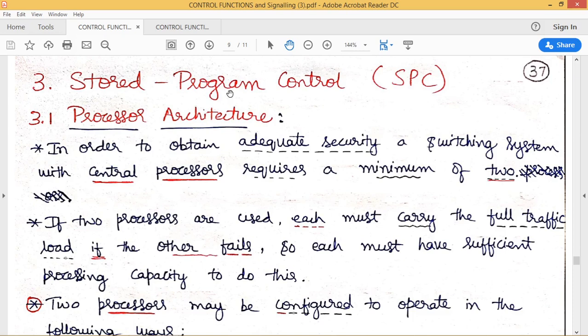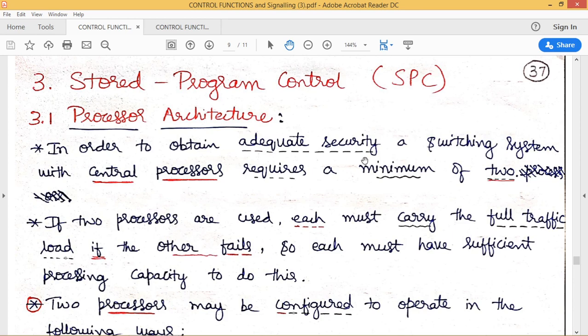Next, let us discuss what a stored program control exchange is about, how an SPC exchange operates, or what the idea behind SPC is. All those things we will discuss under this heading, that is SPC. First, let us deal with what the processor architecture of SPC is.